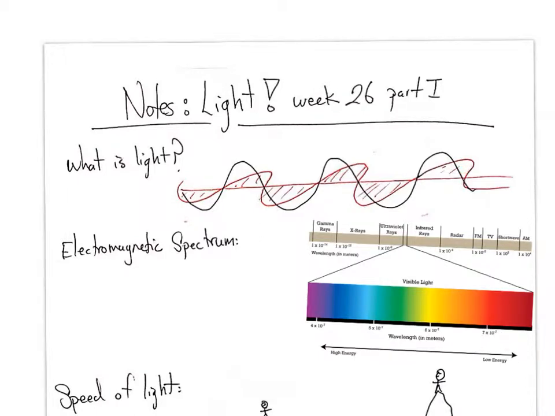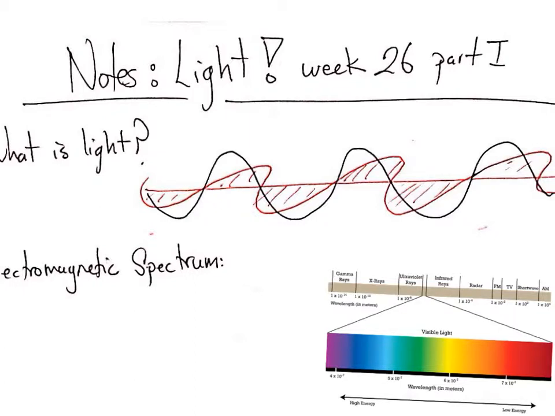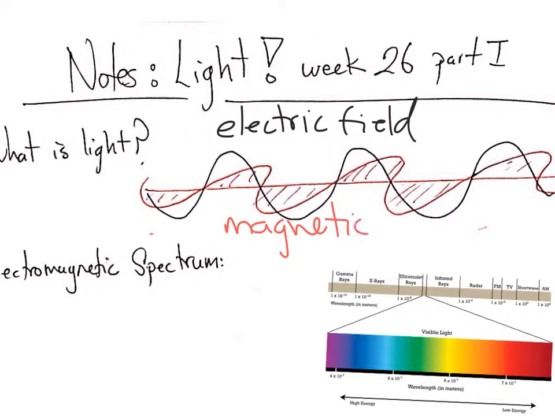A changing electric field creates a magnetic field, and a changing magnetic field creates an electric field. So we have the electric field, and we will get to talk about electricity and magnetism a lot. Magnetic field. So the changing electric field creates a changing magnetic field, which creates the changing electric field. So it propagates through empty space.